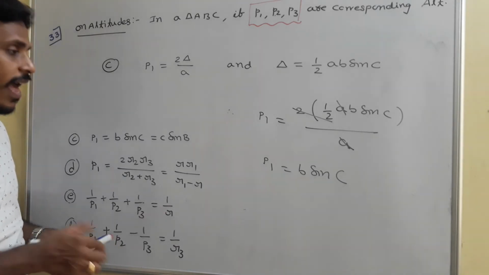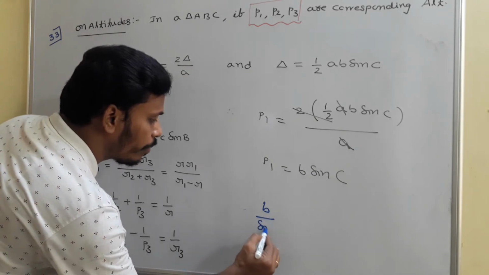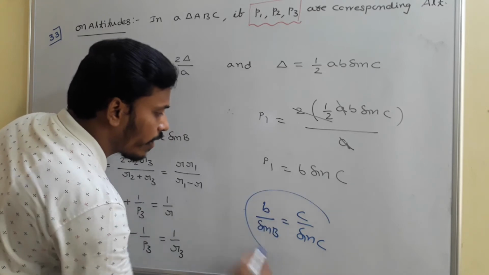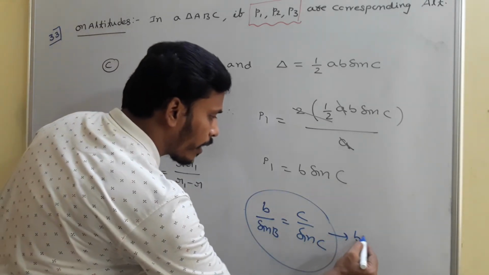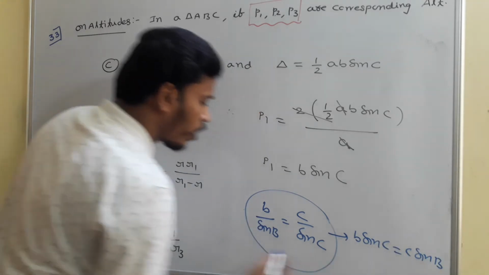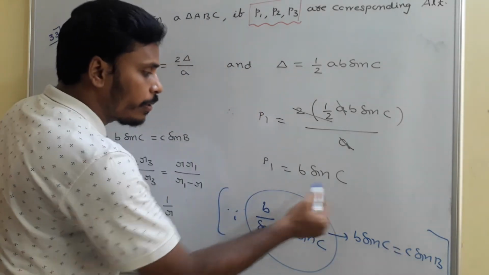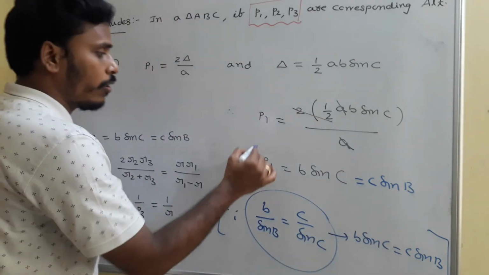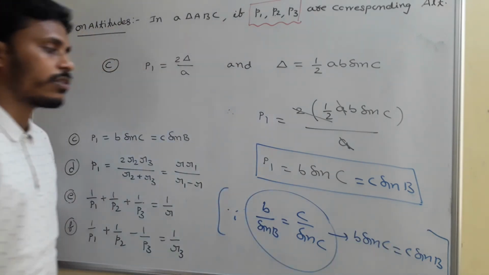And already we have the sine rule with us, right? What is the sine rule? A by sin A, B by sin B is equals to C by sin C. So we have B by sin B is equals to C by sin C. If you cross multiply, what will happen? B sin C is equals to C sin B. Okay, already we know it since we have this logic. Now this B sin C is equals to C sin B. Just think about it. And then P1 is equals to B sin C is equals to C sin B.